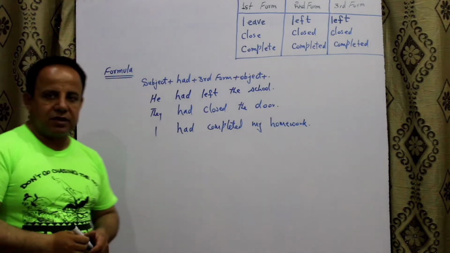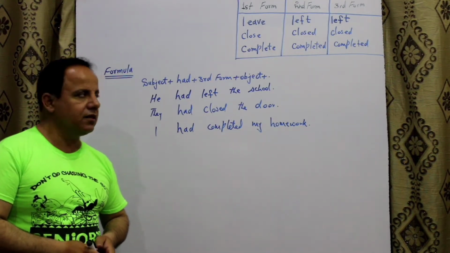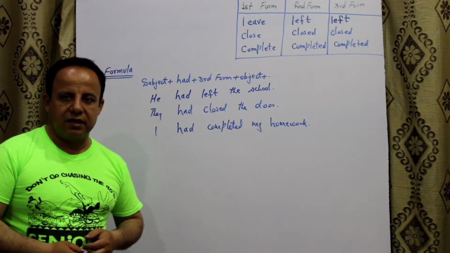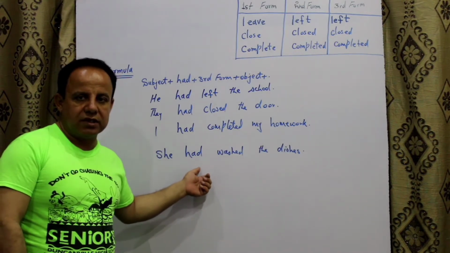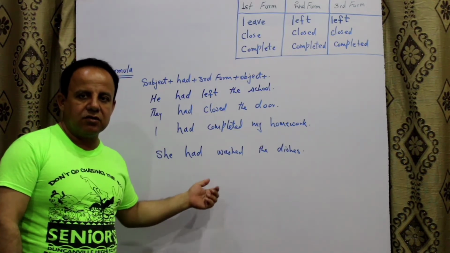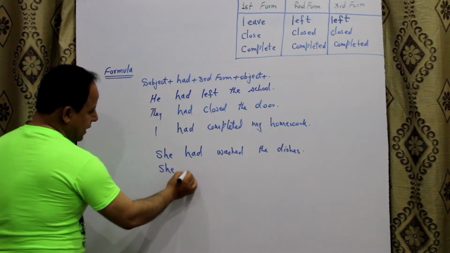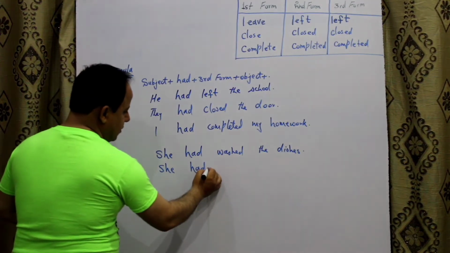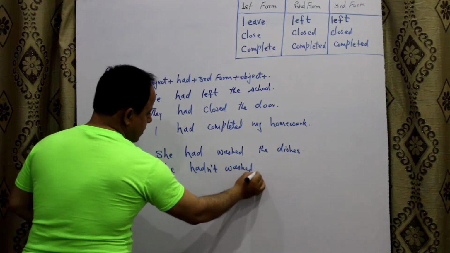Now these are positive sentences, but how to make the negative sentences? It's quite easy. After had we just use not, and the sentence becomes negative. Here again there's a positive sentence, like she had washed the dishes. Now how to make the negative? You can find here she hadn't. After had we just use not. She hadn't washed the dishes.